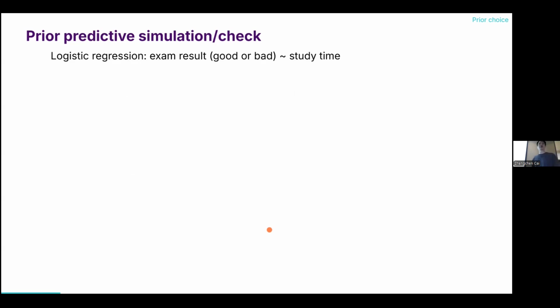It's either good or bad, okay? And there is only one variable, study time. So we'll have one prior for study time. We can use a flat prior and then check what is the probability of exam result being good. What do you expect? You expect it to be uniform from 0 to 1, right? And it doesn't prefer any value within this range, so you get an objective prior.